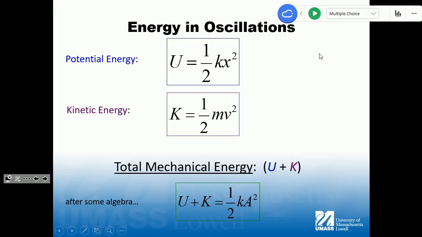This makes sense? A is the maximum stretch, the amplitude of the oscillation. So larger amplitude oscillations store more energy than smaller amplitude oscillations. Everyone with me? For the same spring. A larger k obviously leads to larger energy; this is a stiffer spring. So remember that. The math will come back later, but remember for next semester that the energy stored in an oscillation is proportional to the square of its amplitude.